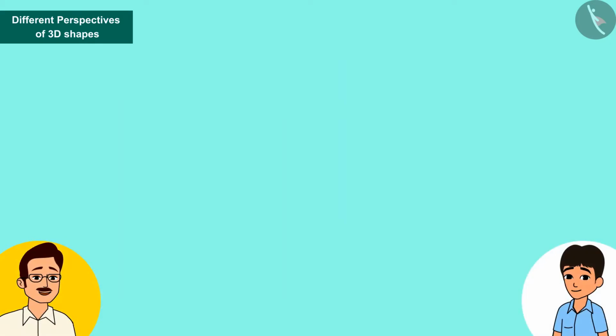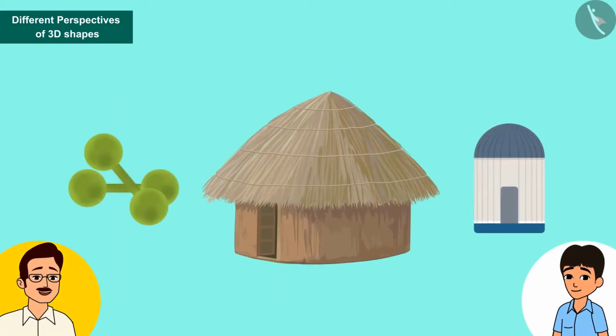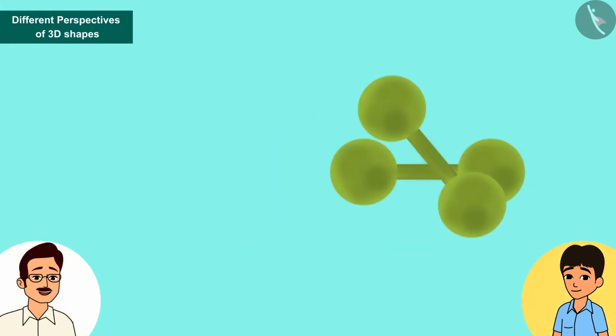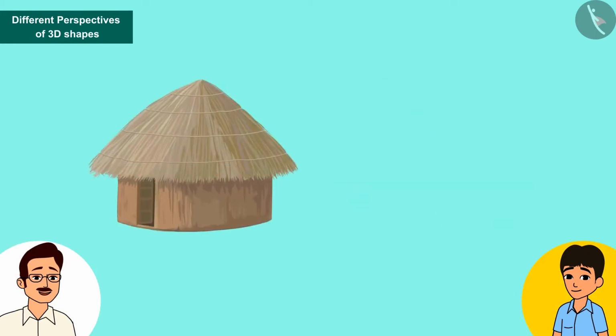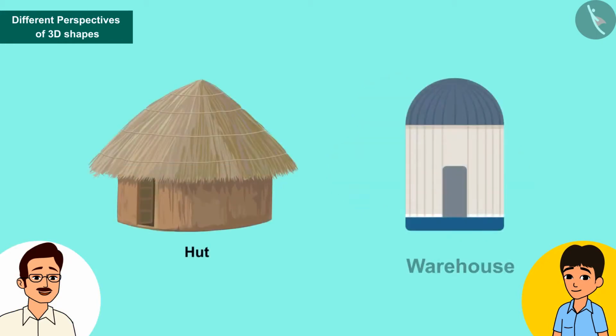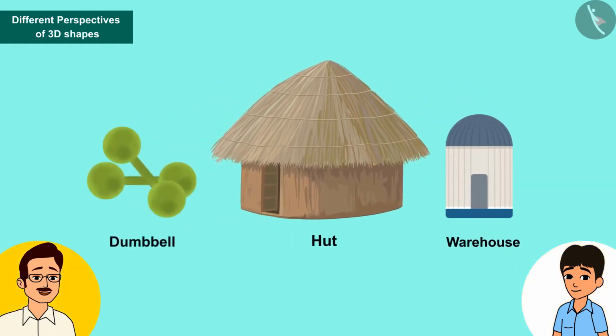Now Raghav's father shows him some more figures and asks if he can tell the names of the shapes. Raghav tells us that this is a dumbbell. It is a hut and it is something like a warehouse. Well done. But these are the names of these things. Let me tell you about shapes of these things.